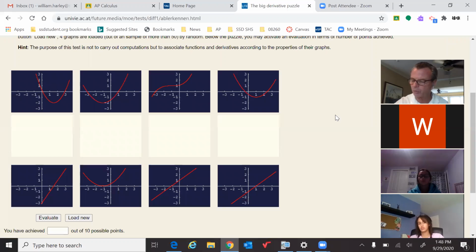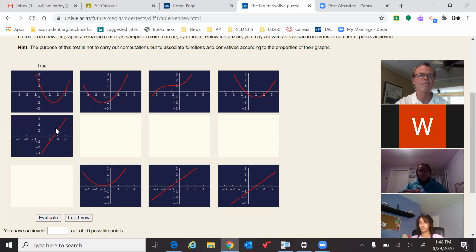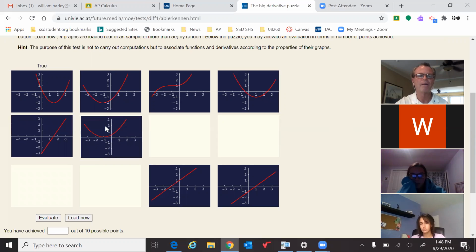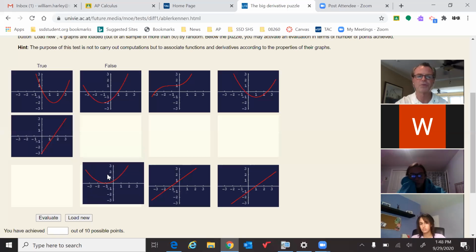Now, the only thing about the big derivative puzzle is this. We have had issues in the past with people using their Chromebook to do this. So I would strongly suggest, if you're having an issue, go to your parent's desktop, because this is really helpful. So let's try one, see if this works. I think this maps onto that. So I drag it up, true. That was just a good guess. I go here, false. It didn't work.